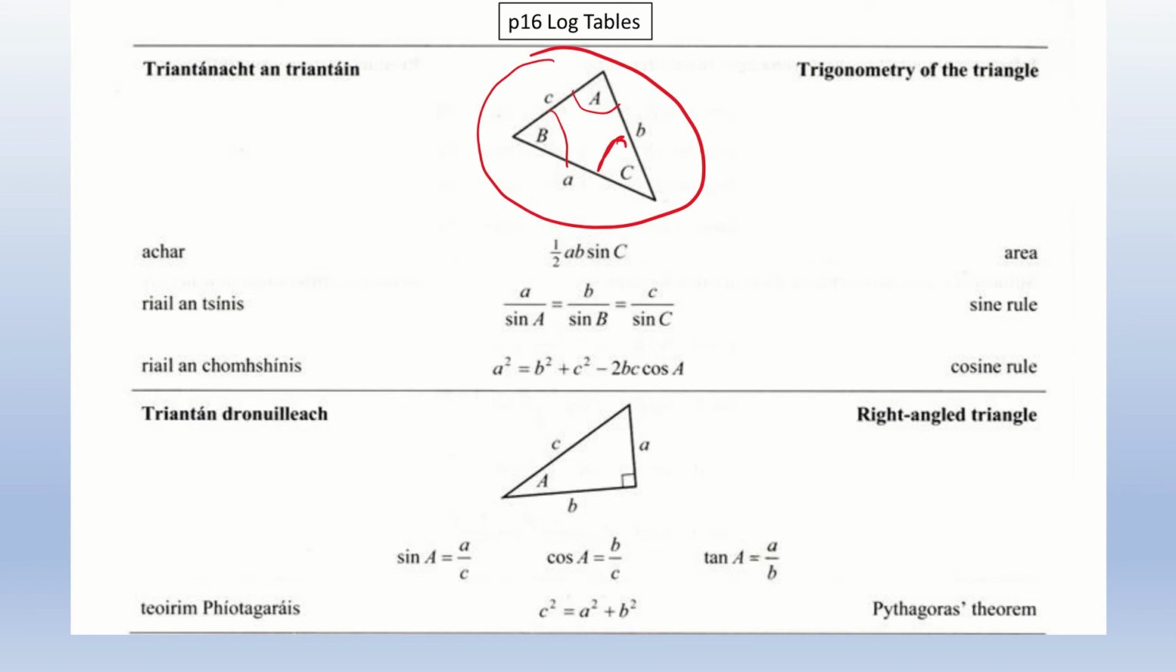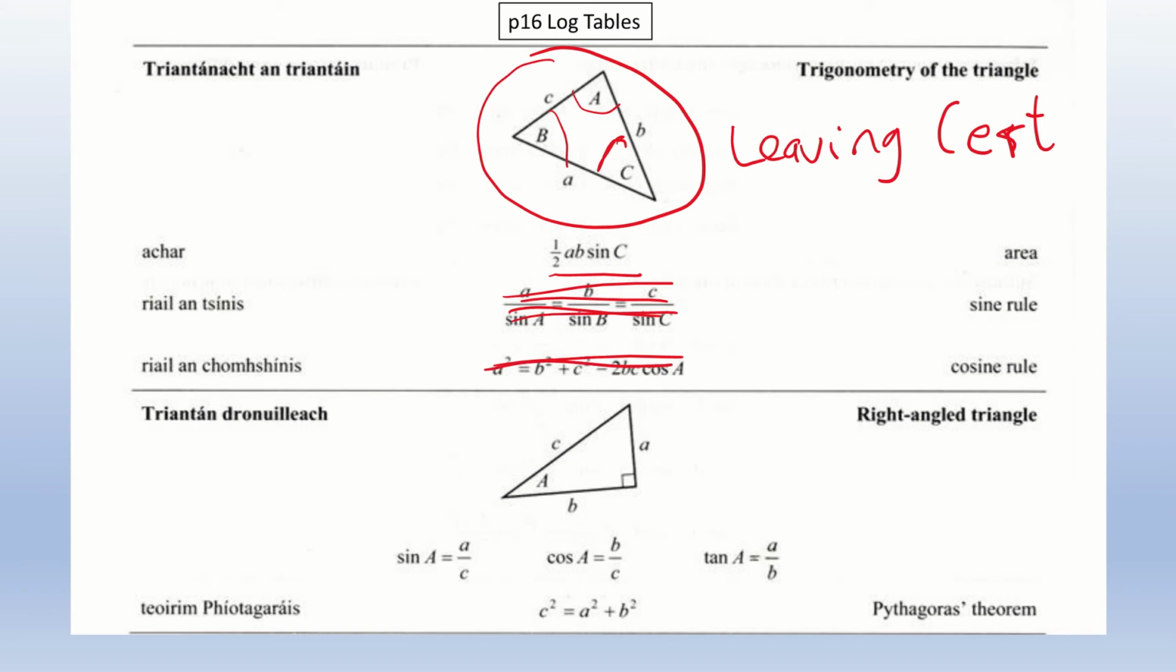So your triangle up here, basically, long story short, this is leaving cert stuff. And your formula here, we're not going to have a look at those today. We'll have a look at those when you get to your leaving cert.